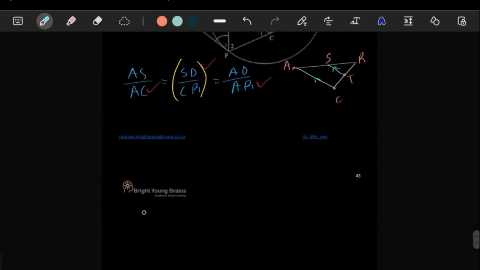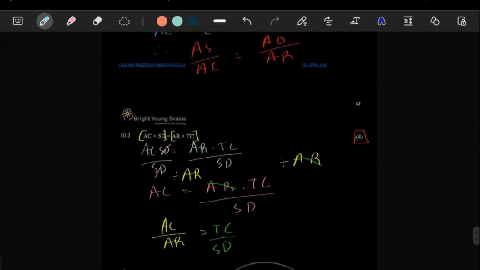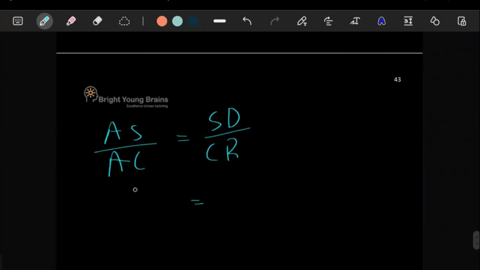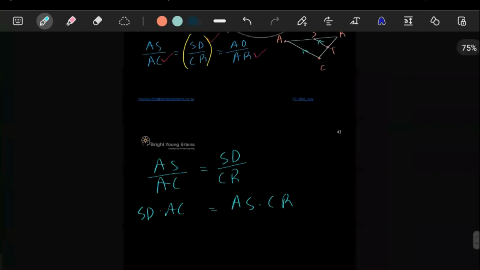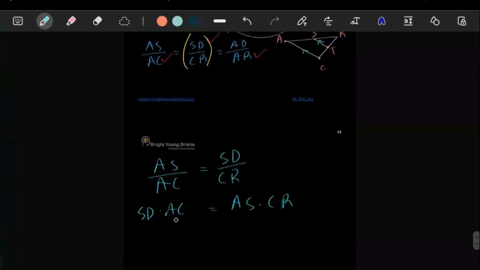Going with those two, you're going to have AS over AC is equal to SD over CR, right? So since you want to end up with SD and CR, okay, let's see. From here, you can maybe just cross multiply. We're going to have SD times AC equal to AS times CR. Let's see what we're trying to prove. SD and AS. Okay, so we have SD and AS here equal to this thing here. Perfect. Let's label this equation number 1.